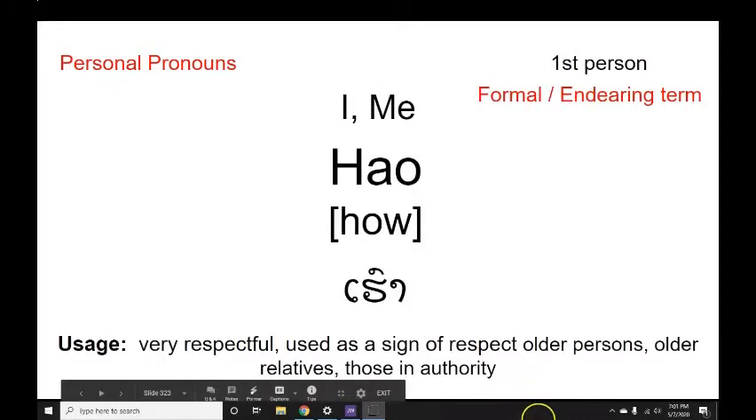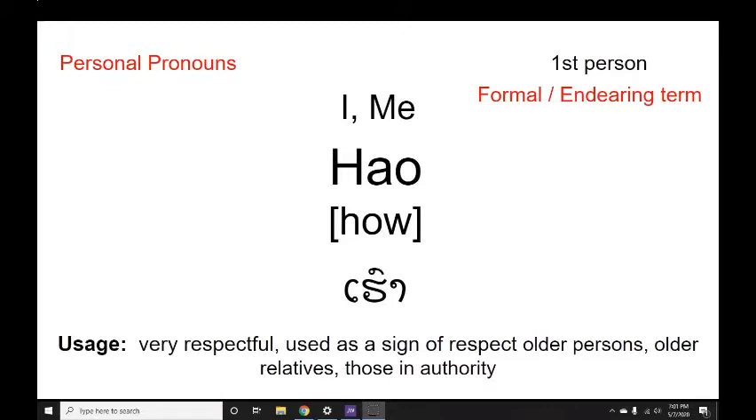The next personal pronoun is the formal, respectful way of referring to yourself as I or me. It's also an endearing term used with older persons, older relatives, people in authority. This is how you would refer to yourself as I or me: how. So how is I or me in a formal way, a very respectful way of referring to yourself.